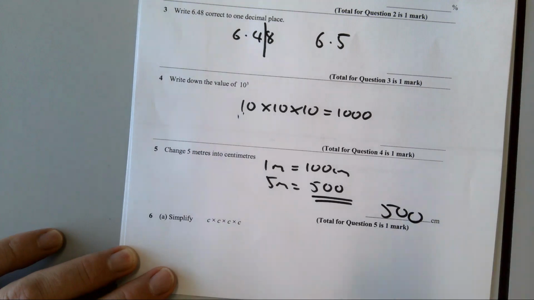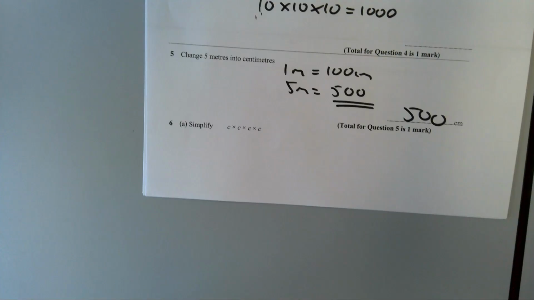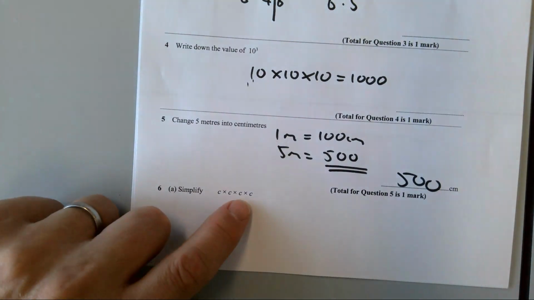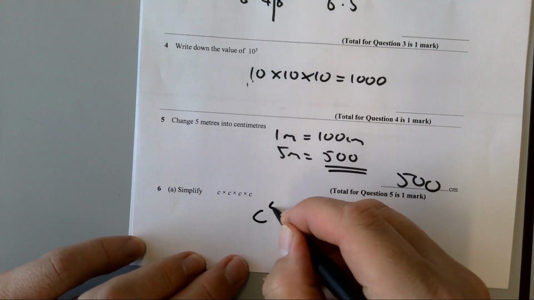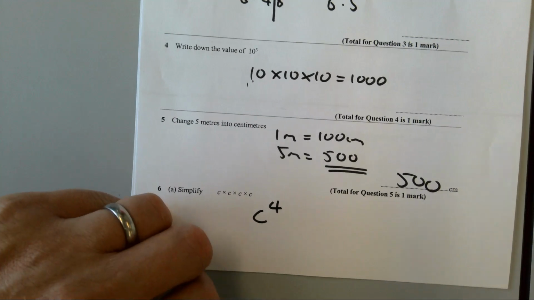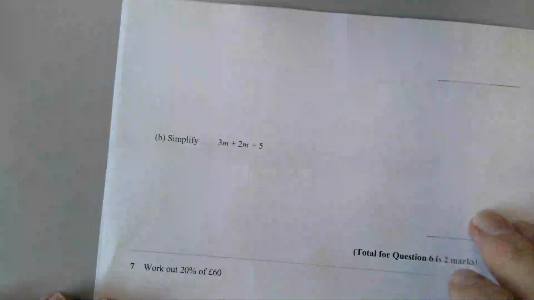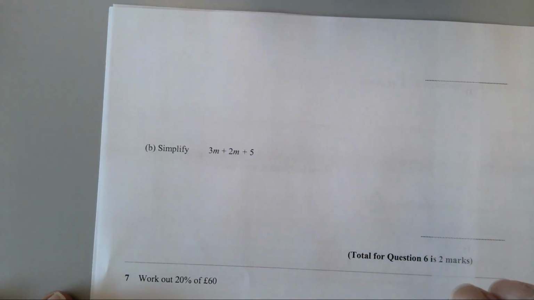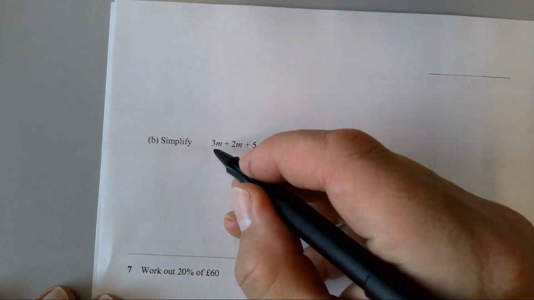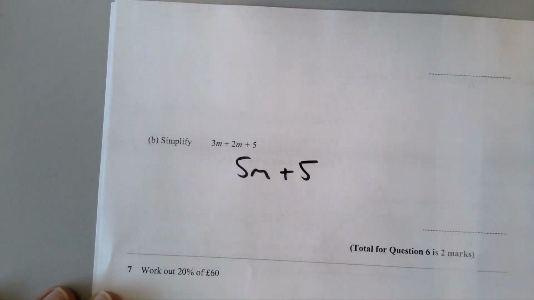Then question number 6, the first part, simplify c times c times c times c. So that's c to the power of 4. Then continuing on to the next question, simplify 3m plus 2m plus 5. So 3m plus 2m is 5m, and then that 5 stays as a constant.